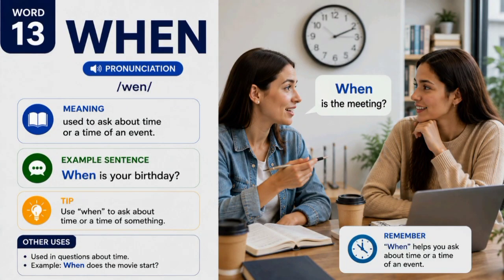Number 13 is when. It is used to ask about time or the time of an event. For example, when is your birthday? Use when to ask about the time of something. It is used in questions about time. Example, when does the movie start?